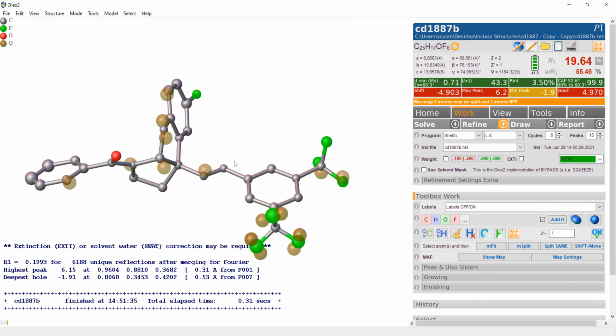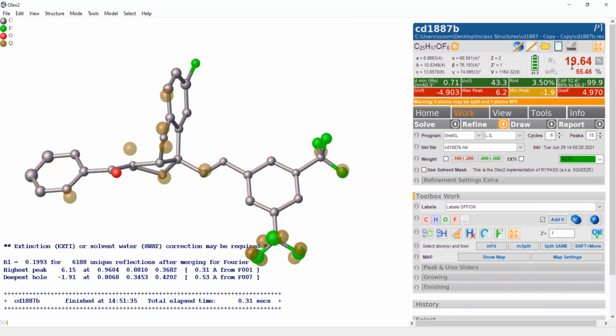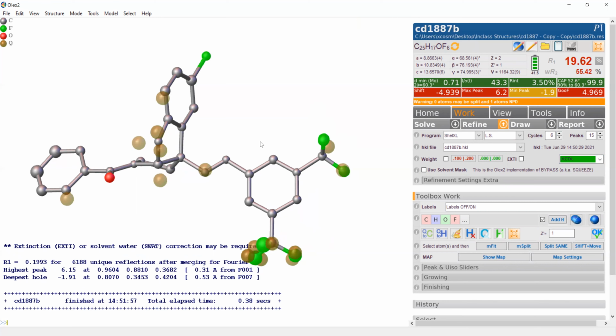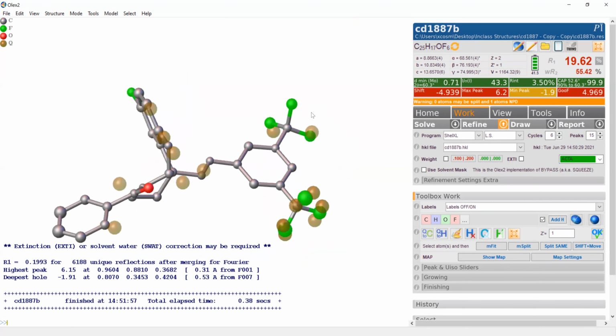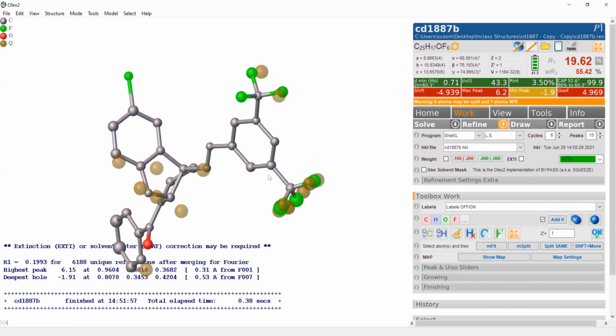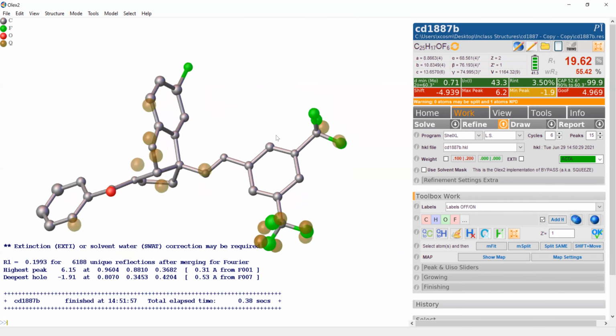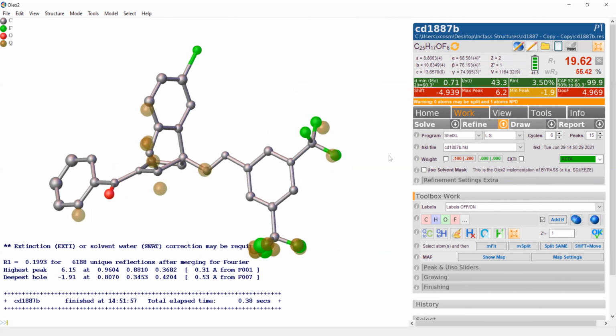we get this. Right now we're at about 19.64% R1, 55% weighted R2. So let me refine again until our shift parameter converges. And you notice here that the shift parameter is not converging. So this tells you that there's something not right about this model. There's something that's unhappy in what we've done so far.